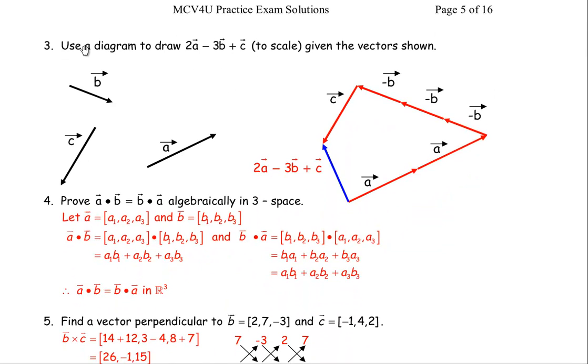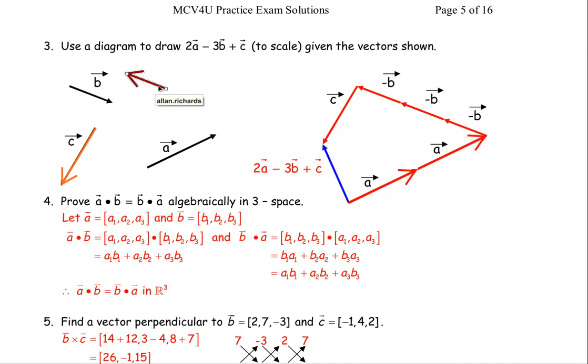On to question 3. It says, use a diagram to draw 2a minus 3b plus c. So I've made some drawings here. In order to draw 2a minus 3b plus c, 2a means we want two of these vector a's. So we would start like this. There's an a, and there's another a, so that's 2a along here. And then minus 3b. So this is vector b right here, so we actually want the opposite of this vector. So I'd have to take this vector and draw it in the opposite direction. So here's my negative b's. So I would put a negative b there.